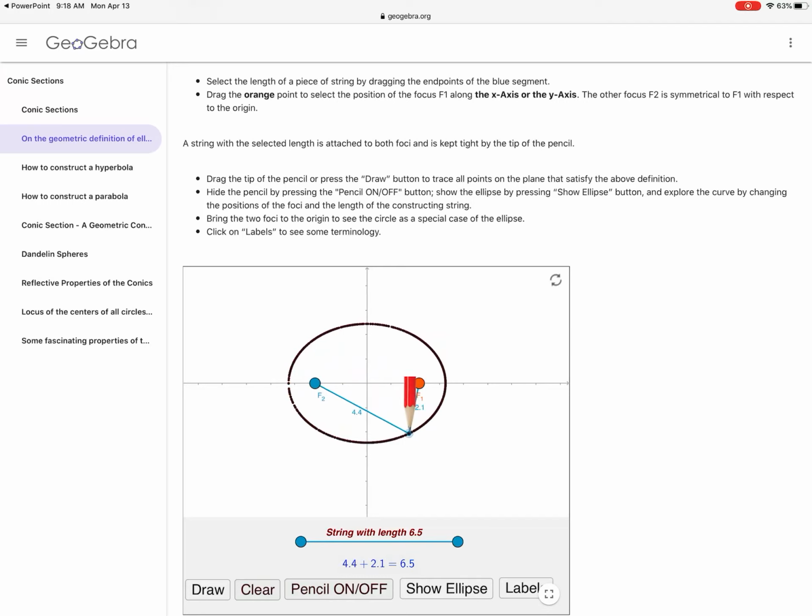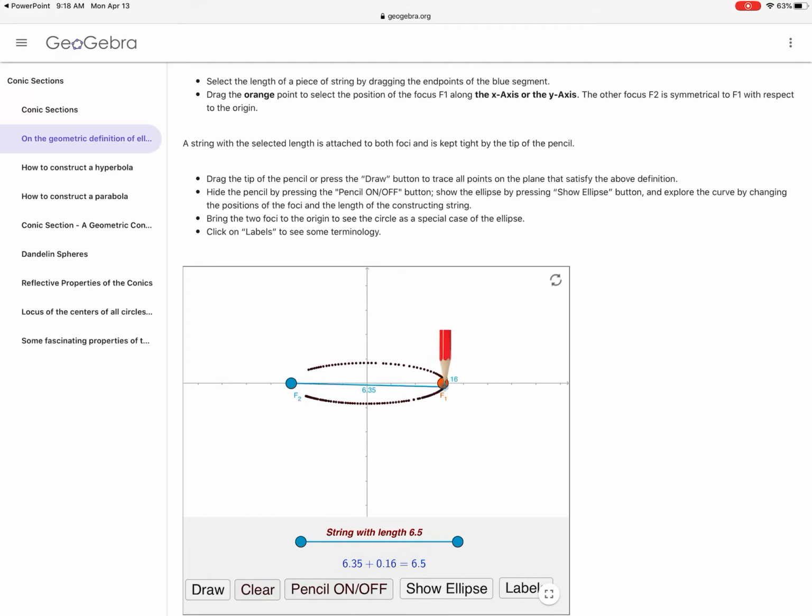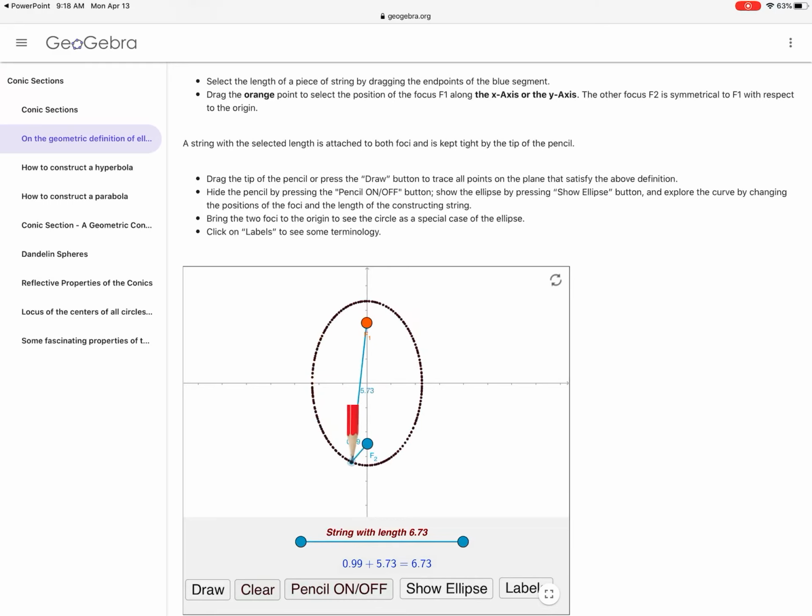An ellipse has a major axis, it has a minor axis, it has 2 foci on that major axis. So we can clear it, change the foci, and then run our pencil around to get a much more oval ellipse. We can clear it and change the length of our string, change the values of the foci. We can even put the foci on the opposite axis. And now when we trace, we have a vertical ellipse with a major axis that is vertical and a minor axis that's horizontal.